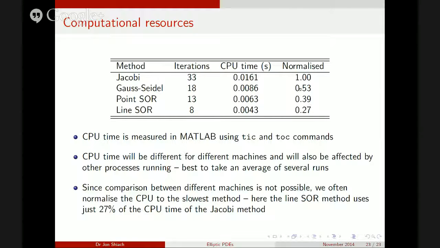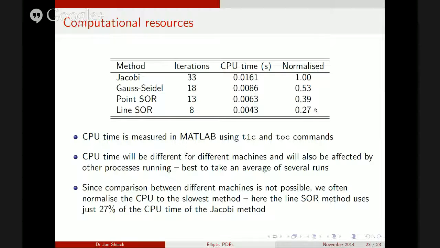This normalized score: what if I wanted to compare this to another author who's got a different computer? What I've done here is I've normalized it. So I said, we take the slowest time, which happens to be Jacobi, and we divide the CPU times by the slowest time. So 0.061 divided by itself is 1. This is 0.086 divided by 0.061, and we get 0.53. So these are all normalized to the Jacobi time. This means that Gauss-Seidel took 53% of the CPU time that Jacobi did. Way down to point SOR, that took just 27% of the time.